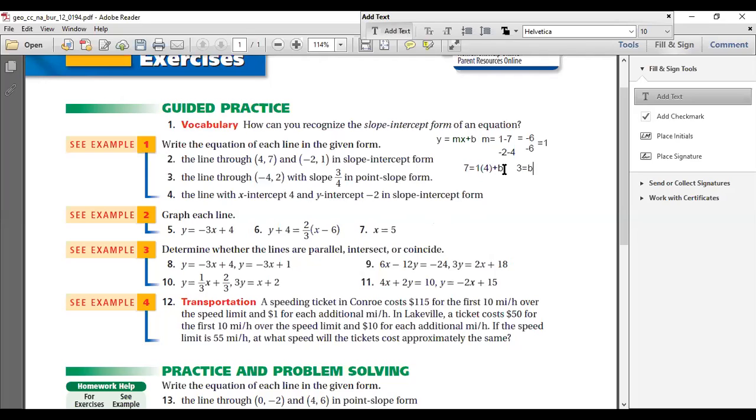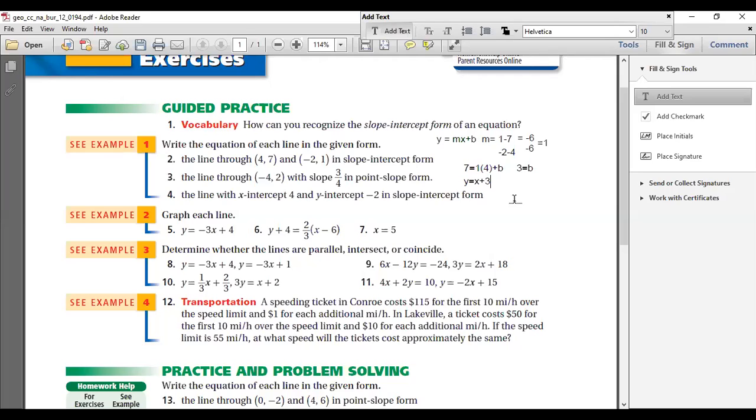Now finally, let's write it in slope-intercept form. You start with y equals, what is the slope? 1. We don't write the 1, so we leave it. Then x, we write x plus, what's the y-intercept? It's 3. So this is going to be your answer.